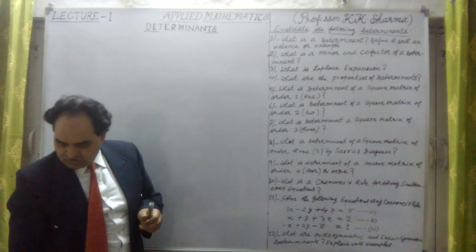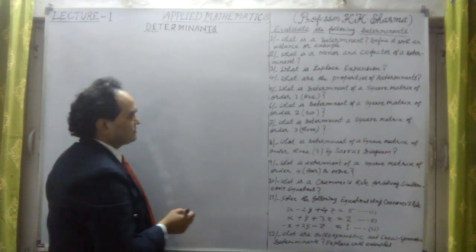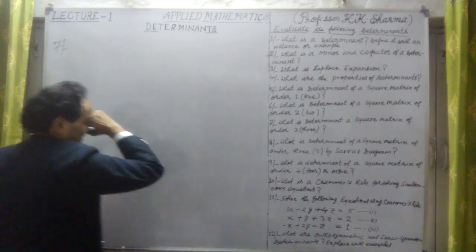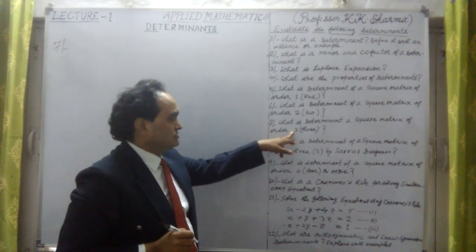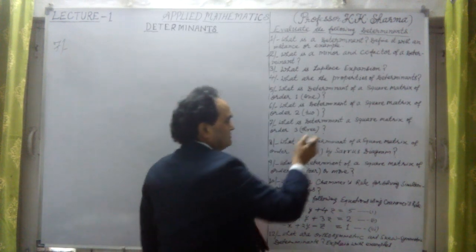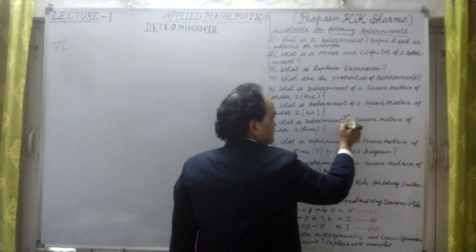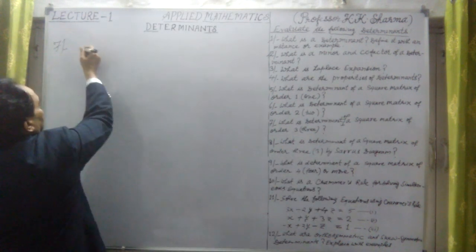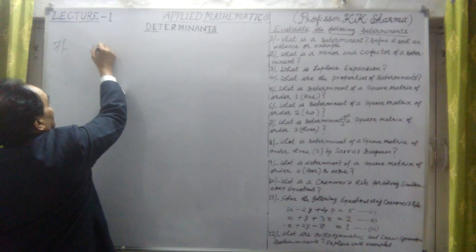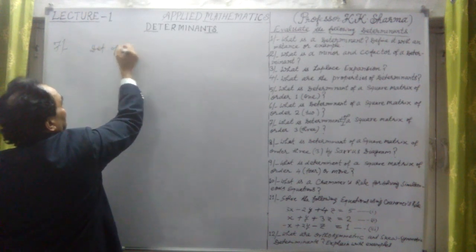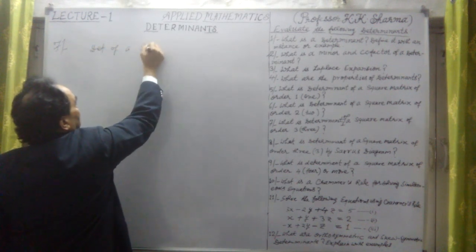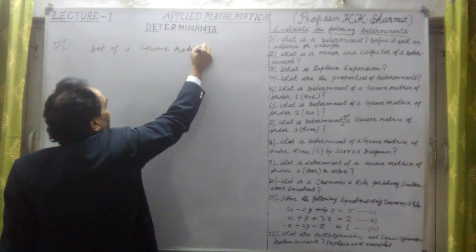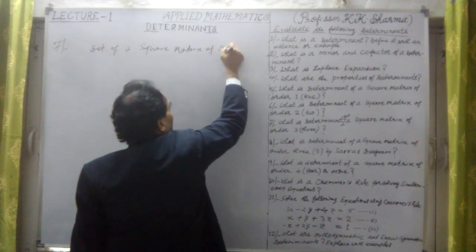Okay. And let us take next question number 7. Now, the 7th question asks: what is the determinant of a square matrix? Determinant of a square matrix of order 3. Let me take determinant of A. This is the determinant of a square matrix of order 3.